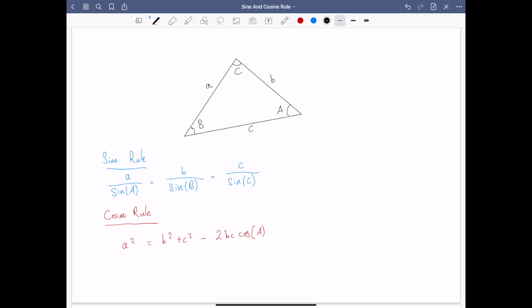Hello Year 11. So today I'm going to be going through some questions about the sine rule and the cosine rule. This is a topic that came up on your recent paper, one of the recent mocks you did, the 3H mock.